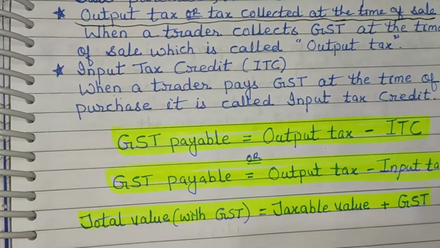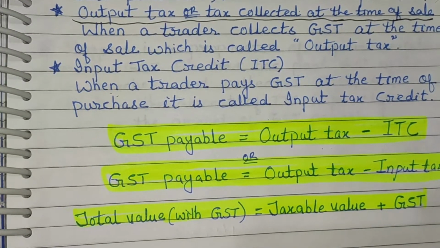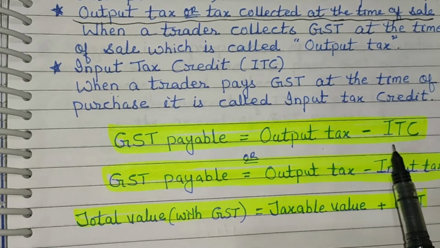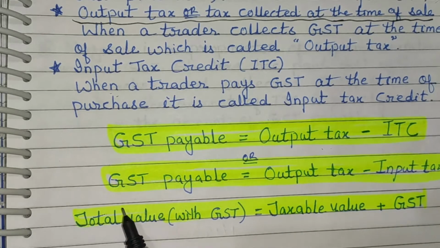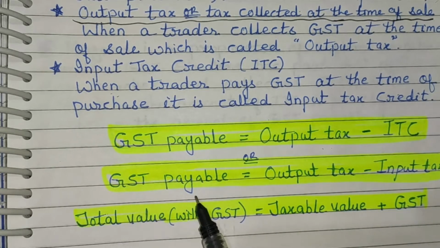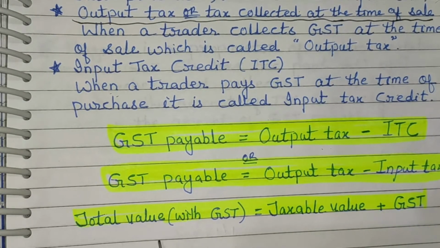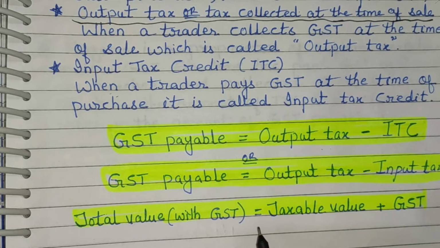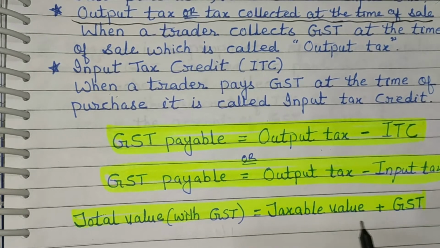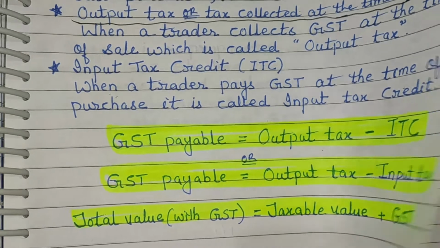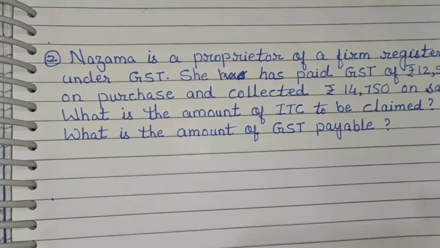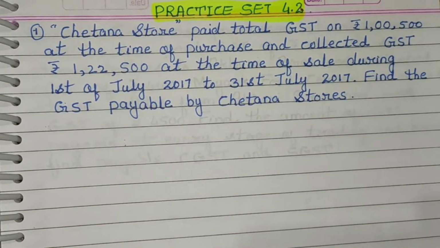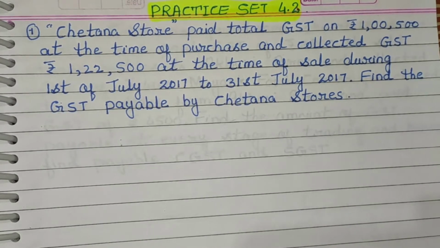Now, GST payable is equal to output tax minus ITC, or it can be written as GST payable is equal to output tax minus input tax. Now, total value with GST is equal to taxable value plus GST. Now, let us see how to solve practice set 4.2.